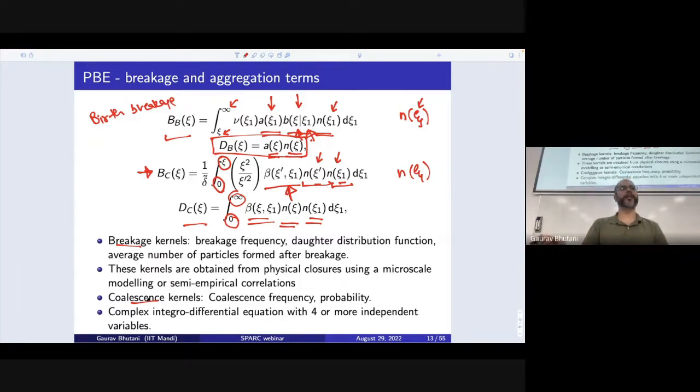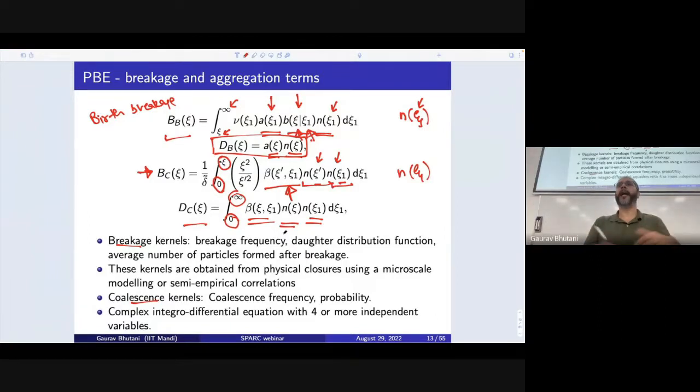So an experimentalist might be doing experiments on the interaction of two particles under controlled turbulence, or somebody might be doing a DNS study, a direct numerical simulation study, where they resolve all the time and spatial scales and understand the interaction of two bubbles in a controlled turbulence system. So they will give us these kernels of breakage and coalescence.